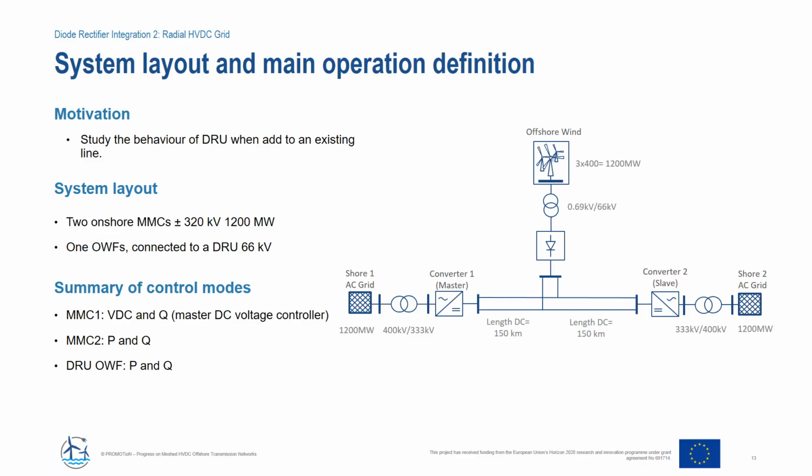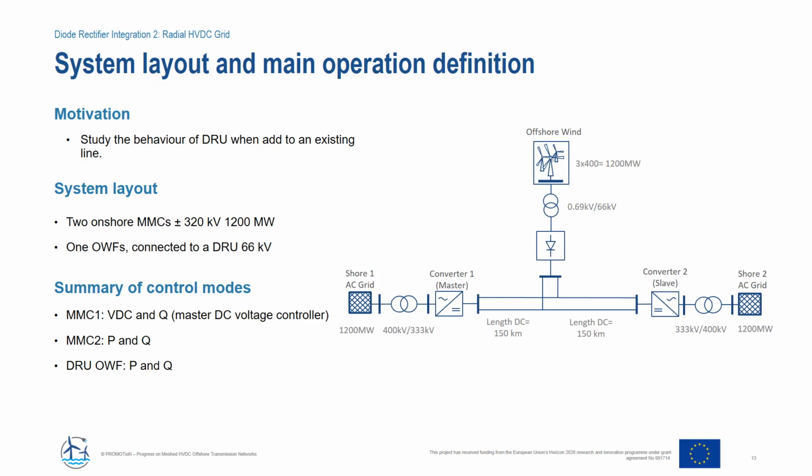The system considers two onshore plus-minus 320 kilovolt, 1200 megawatt MMCs. As is typical in interconnectors, these are half-bridge converters. The wind park consists of a diode-based rectifier connected to three 400 megawatt offshore wind power plants, as in the previous part of the presentation. The considered wind turbines are variable speed with fully rated back-to-back converters. In the model, AC filters and step-up transformers to reach 66 kV and submarine cables have been considered.